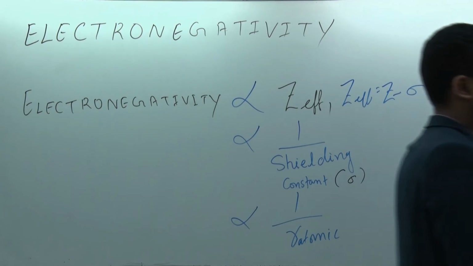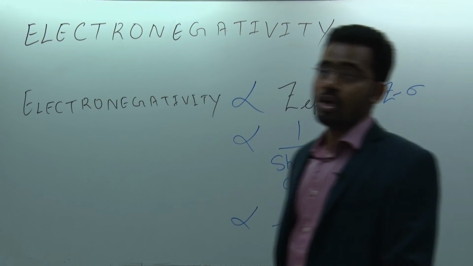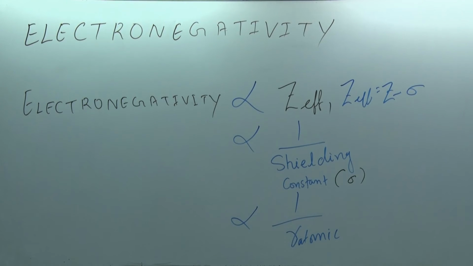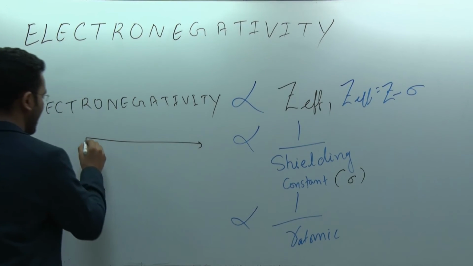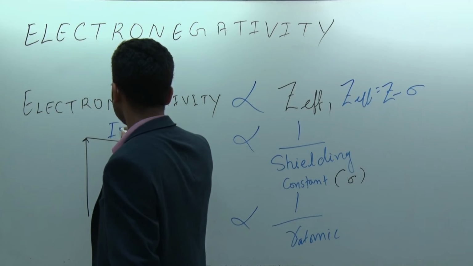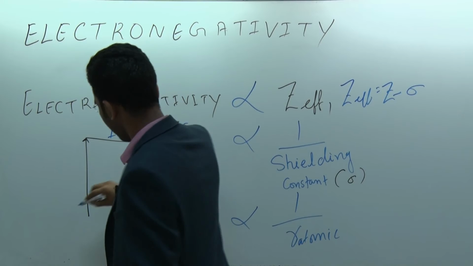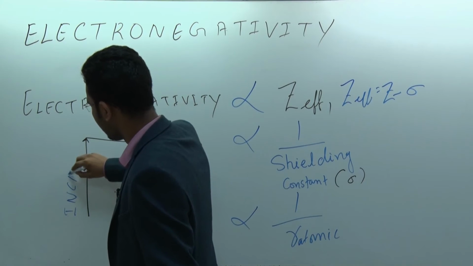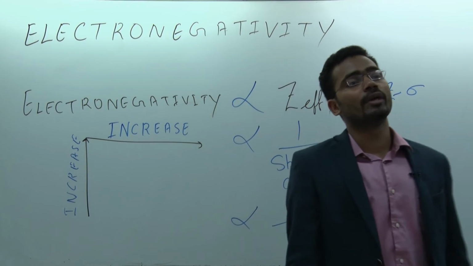And the irregularity that exists in radius will also be here. Now write a question based on this. What is the general periodic trend? It will increase across the period, and it also increases up the group. Yes or no? Now I'm going to give you some questions, you have to solve them.